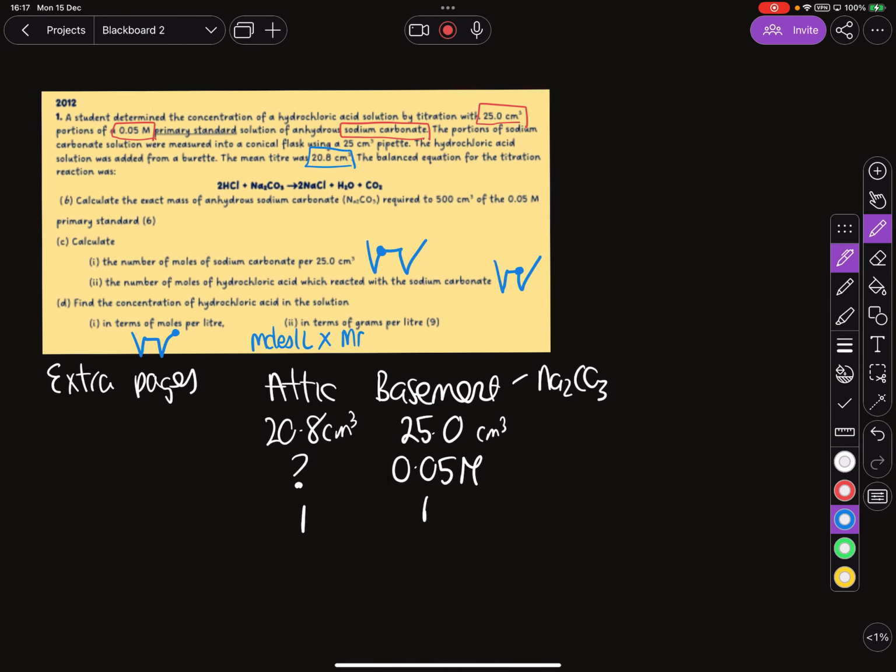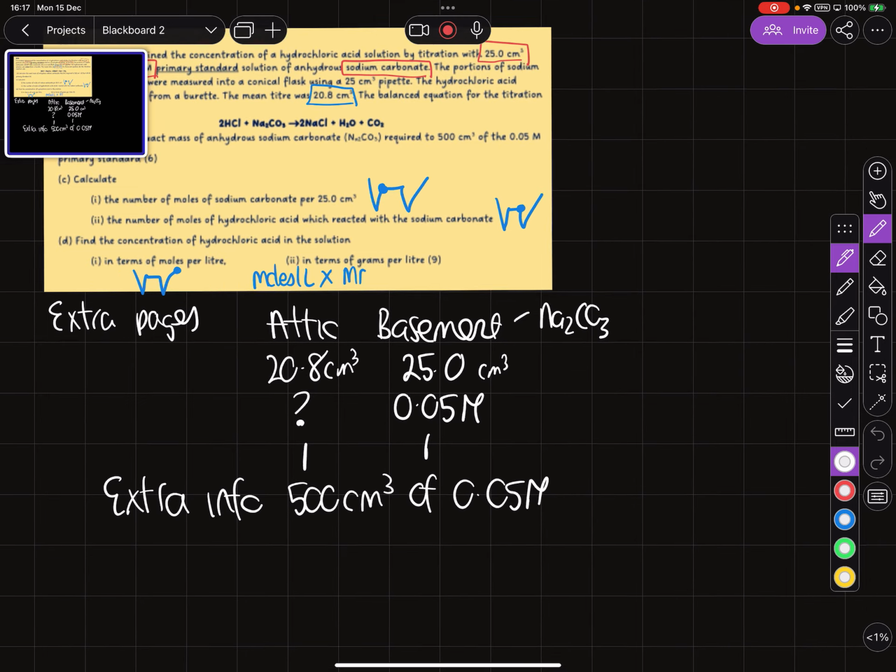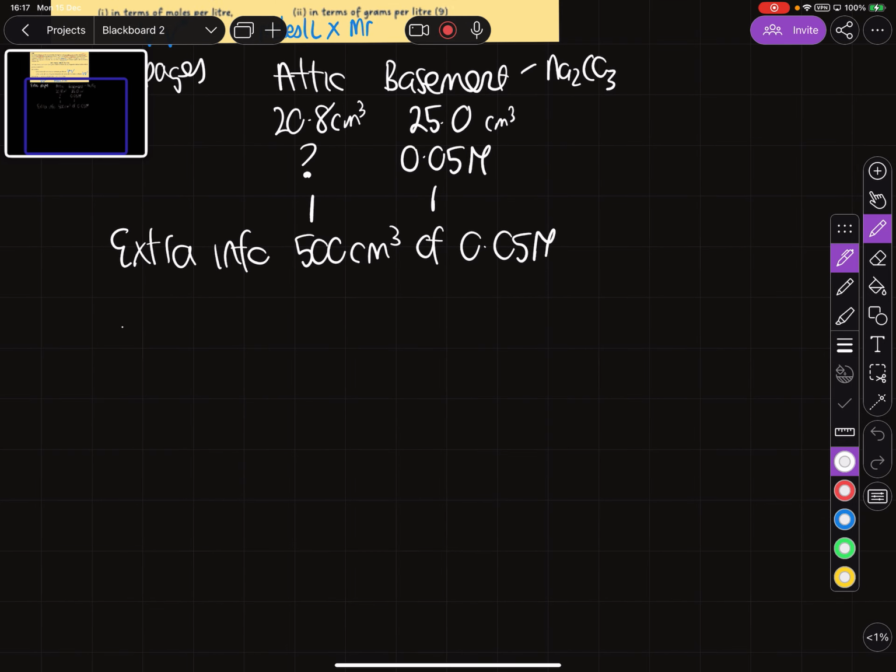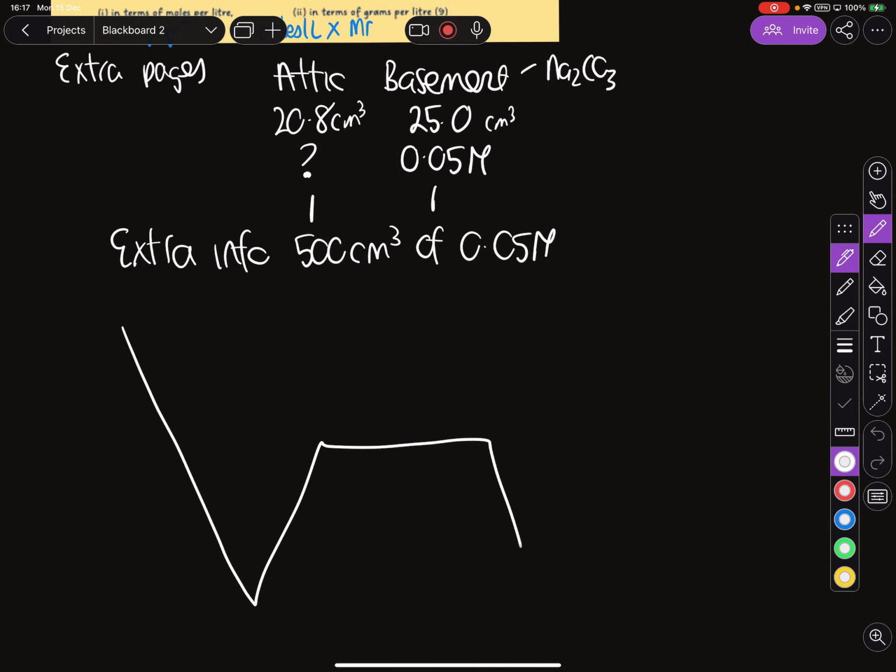There is extra info in this question. So we're going to write it down. Extra info is 500 centimeters cubed of 0.05 molar big M. And as I've said before, by the time you are done, you'll have used all of these numbers. Okay, so we make our funky W in the additional pages of our exam booklet.